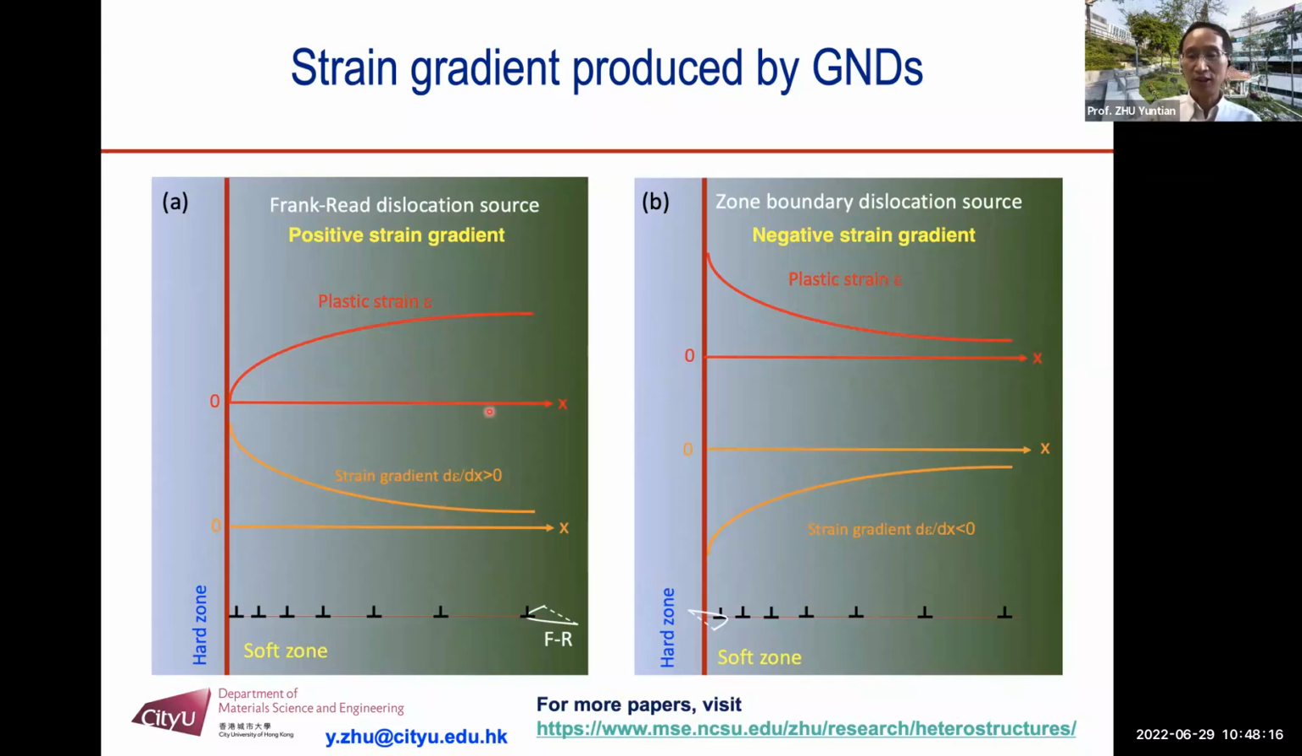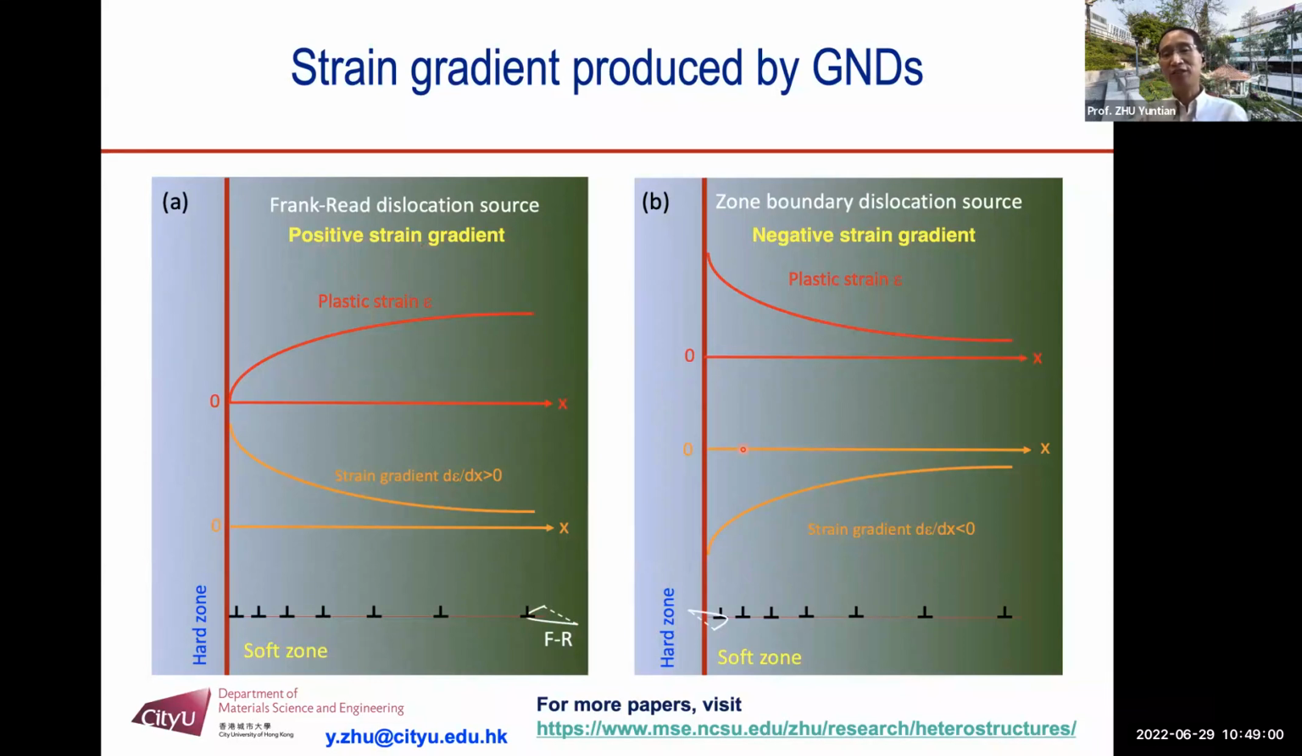The strain gradient, we call that d epsilon dx. You can see this d epsilon dx is positive, above 0, because the strain increases with x. So that's why we call this a positive strain gradient. Let me repeat. The strain gradient caused by GND pile-up from a Frank-Read source in the soft zone is positive. It causes a positive strain gradient.